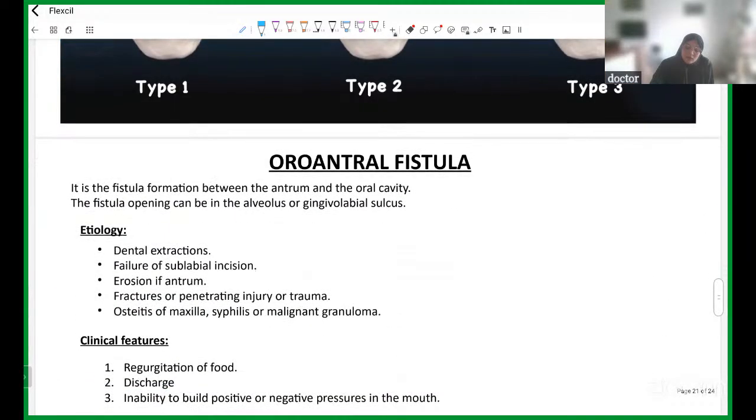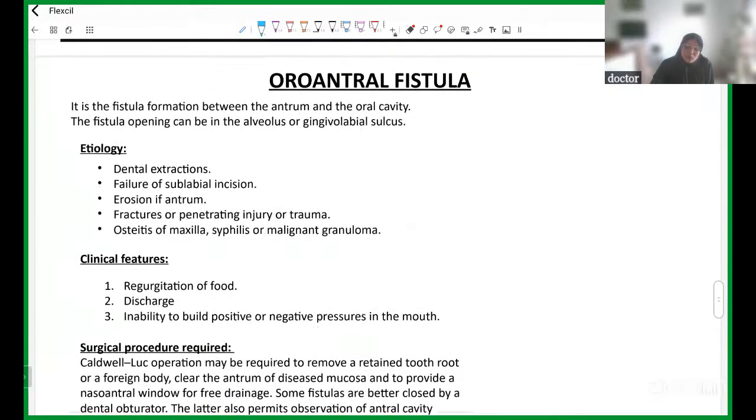Okay. Coming to the next topic, what is an oroantral fistula? So an oroantral fistula is a communication. So what is a fistula? A fistula is a communication between two structures. Okay, anything can lead to a fistula. So an oroantral fistula is the communication between the antrum and the oral cavity.